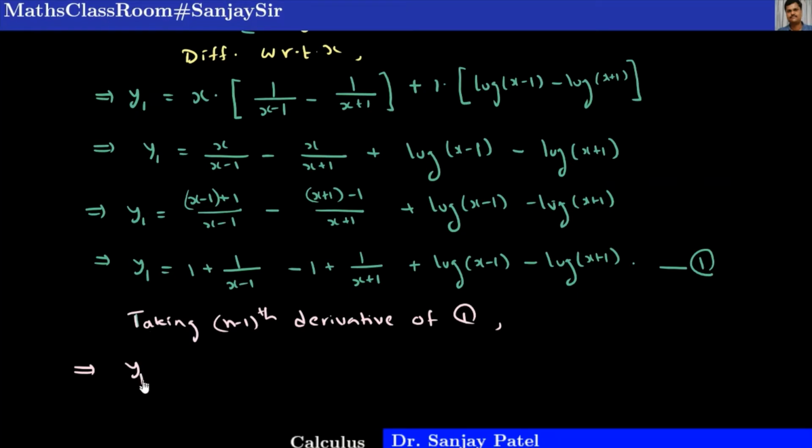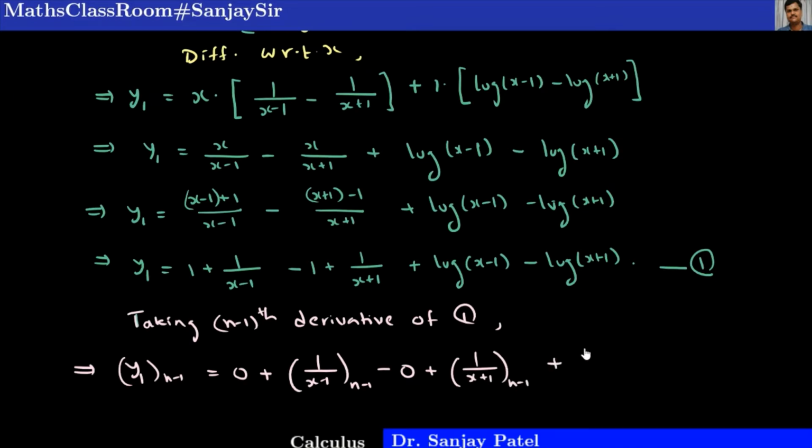Let us write one more step: y1 (n minus 1)th derivative. Here we assume that n minus 1 is greater than 1. So the derivative of the first term is 0, it is a constant, plus the (n minus 1)th derivative of 1 upon (x minus 1), minus 0, because the derivative of 1 is 0, plus 1 upon (x plus 1) (n minus 1)th derivative, plus log of (x minus 1) hence (n minus 1)th derivative, and minus log of (x plus 1), and we have to find the (n minus 1)th derivative of this also.